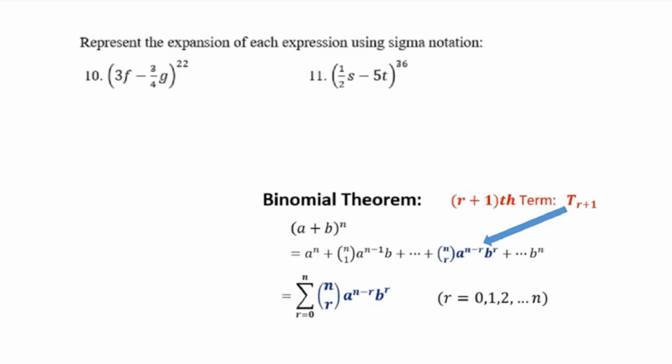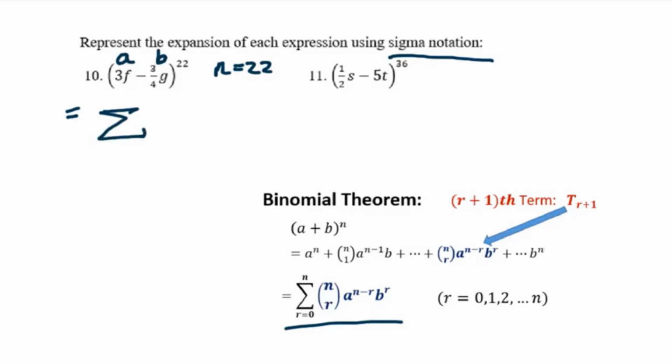For number 10 and 11, represent the expansion of each expression using sigma notation, which means this one. Remember, r always starts from 0. So we got n equals 22. And this is a, here's b. We can write down sigma notation. The r goes from 0 to 22. Then we have 22 choose r.